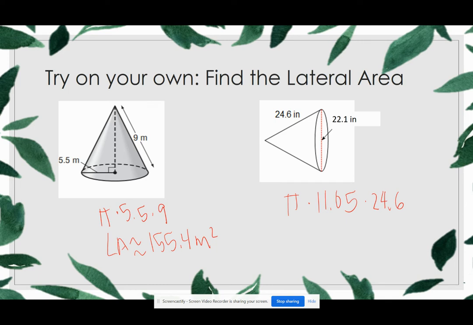So we have 3.14 times 11.05 times 24.6. Let's do it again. 3.14 times 11.05 times 24.6 gives me a lateral area of approximately 853.4 inches squared.